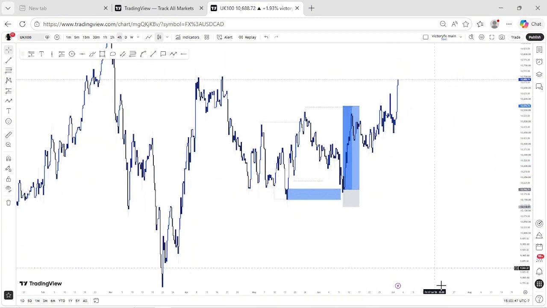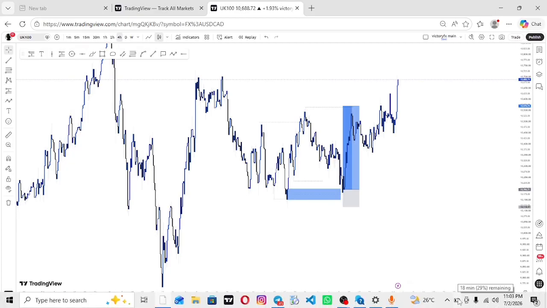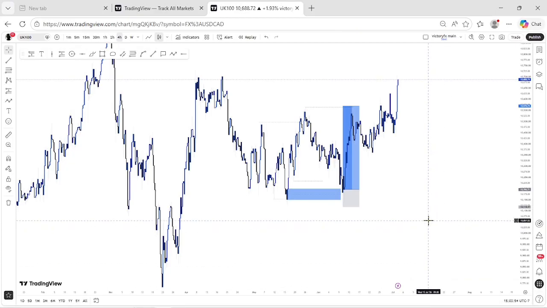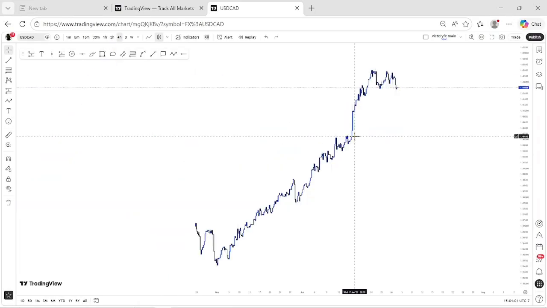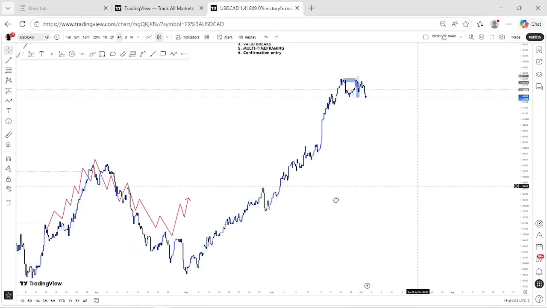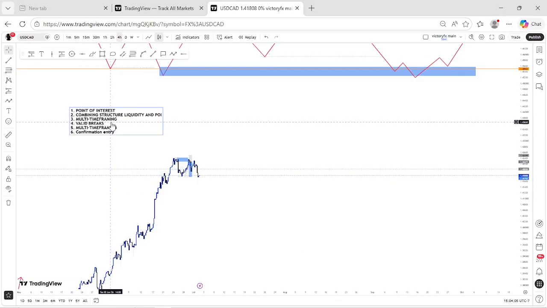I would have gone to another setup, but I don't have much battery here. So just keep these things in mind. Which pair was I using? I have to be quick before my PC runs down. So yeah, we looked at point of interest, breakout block, other blocks, swept other blocks, combining structure with liquidity. Your break of structure should be either a protected high or a weak low. Just know it like that.